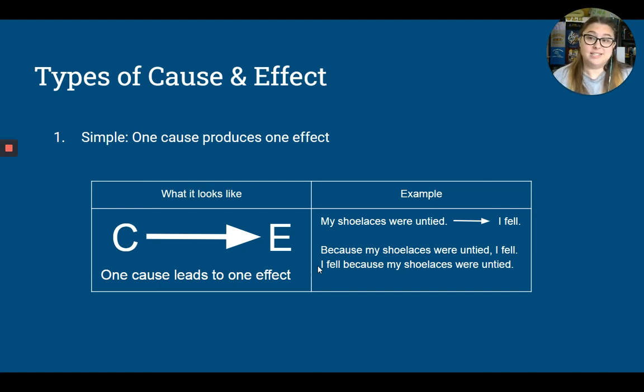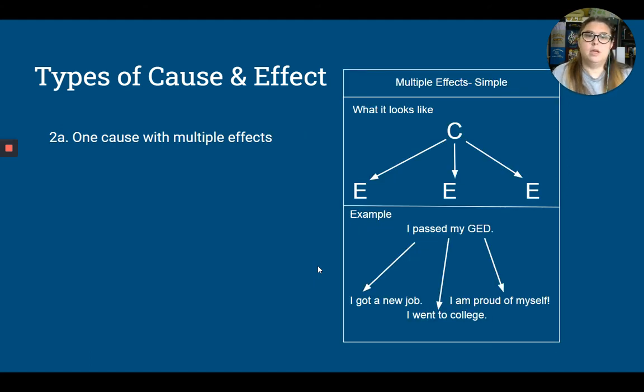But in sentences, remember that they can be flip-flopped. The cause can come first or the effect can come first. So that's our simple cause and effect: one cause that produces one effect. Now, the second type, we're going to call this one 2A, because we're going to be talking about multiple effects. 2A, our second, is that one cause creates multiple effects.